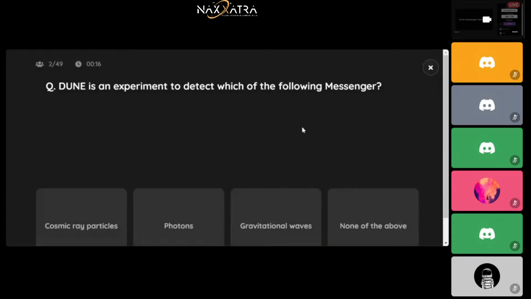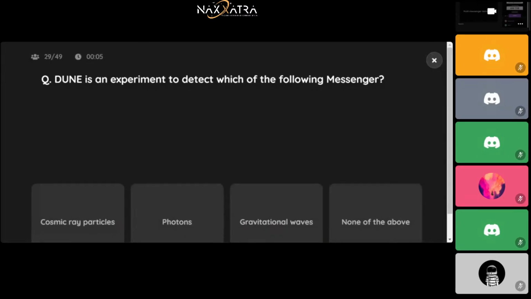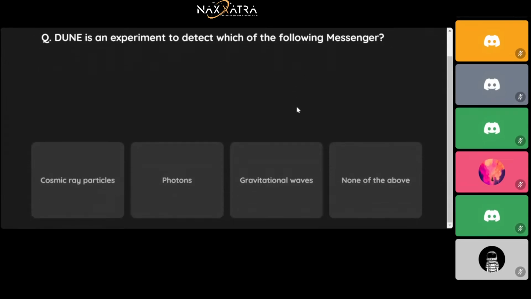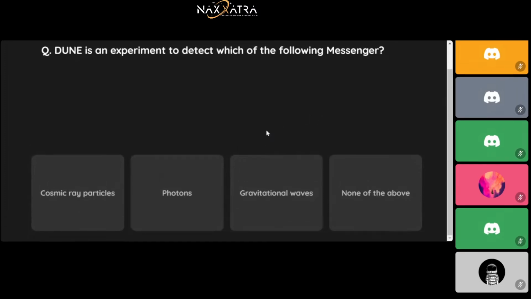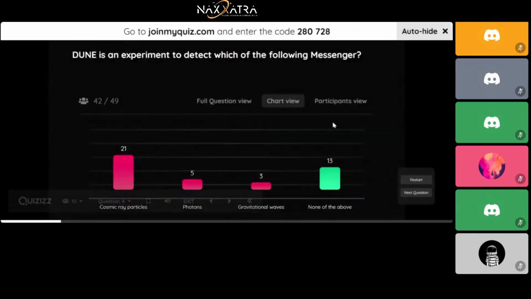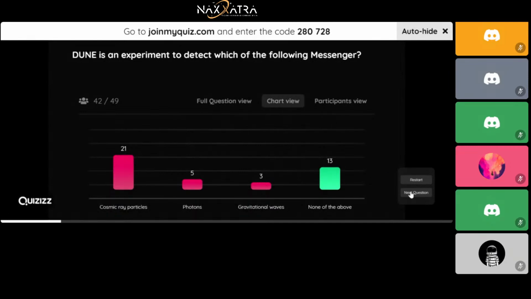DUNE is an experiment to detect which of the following messengers? 6 seconds remaining. 42 have answered. The correct answer is none of the above, because DUNE is the Deep Underground Neutrino Experiment, which is an under-construction experiment at Fermilab in the US. DUNE detects neutrinos, and it is not any of the particles mentioned here. So the next question.